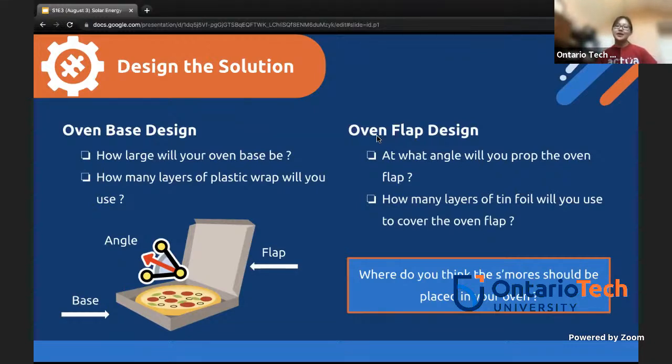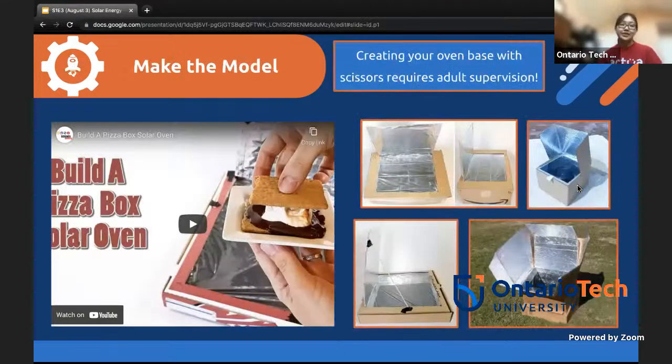So where do we think the s'mores is going to go in our oven? Is it going to be on the flap? We've got on the black paper. Yes, for sure, because that's where the heat's all going to be absorbed, right? Mishi says the base, for sure. Where we see our pizza is right there. That's where our s'mores is going to go, and over top is going to be a layer of plastic wrap. The bottom flap on the black paper or the tinfoil? Yep, on the bottom. Great. So now we can begin to make the model.